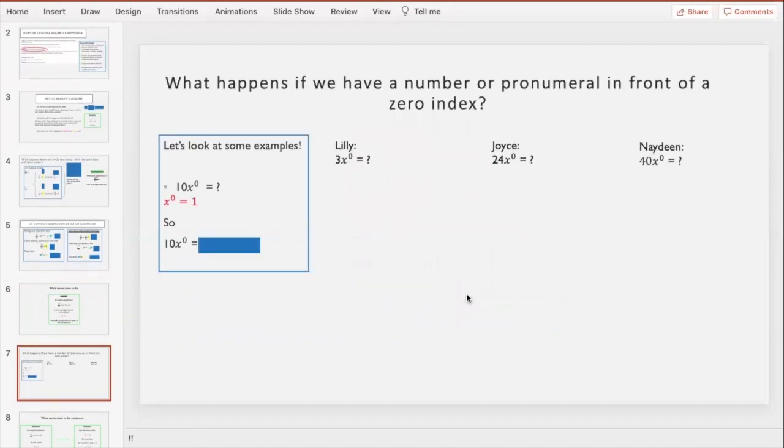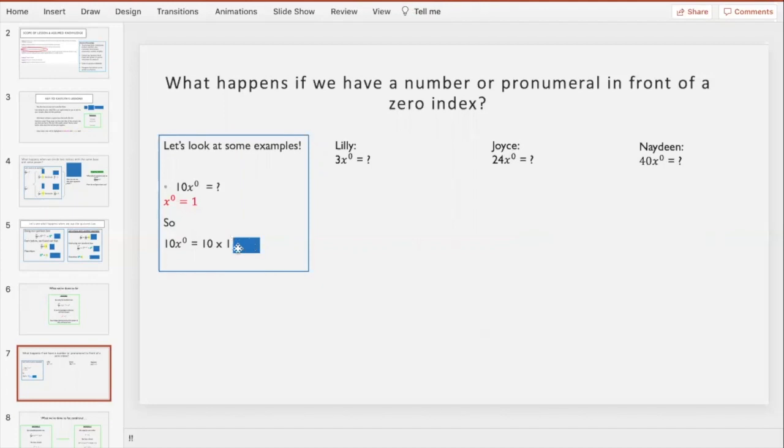This is going to be a little bit more interactive. You girls get to annotate and write your own answers. So what happens if we've got a number or a pronumeral in front of the 0 index, such as here we've got 10x to the power of 0. We're going to remember that x to the power of 0 equals 1. That's our 0 index. What do you think I could write out, which is covered in the blue bit here? 10 multiplied by 1. Great, that's exactly right, Joyce.